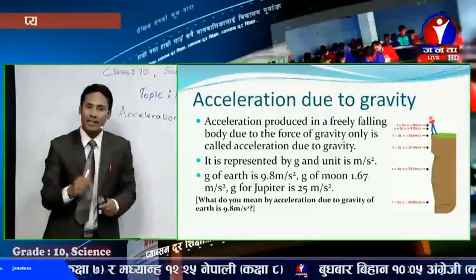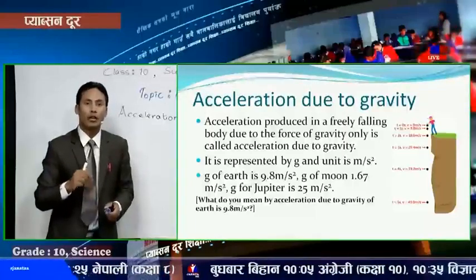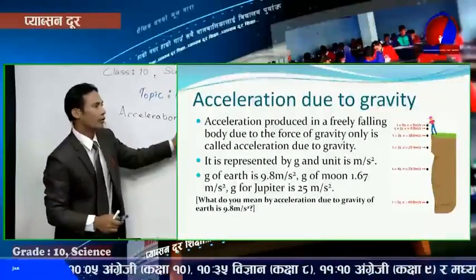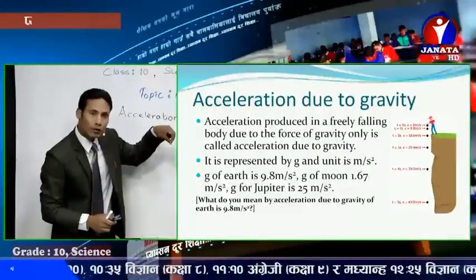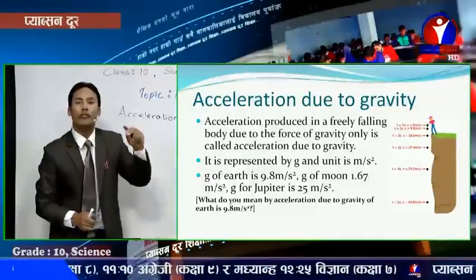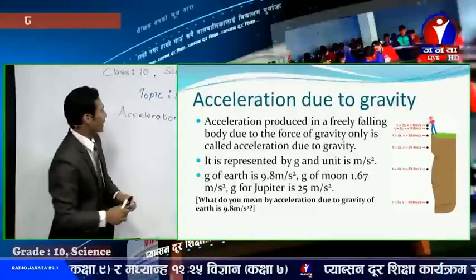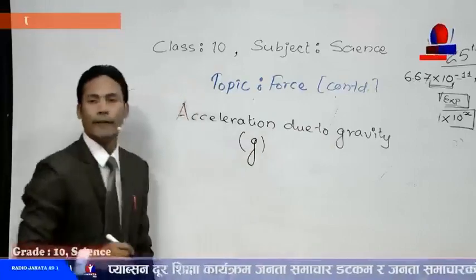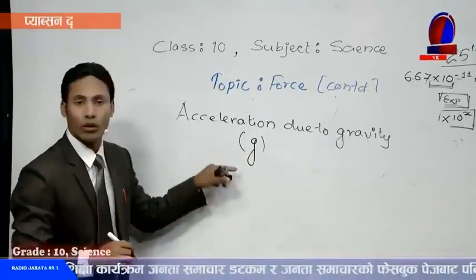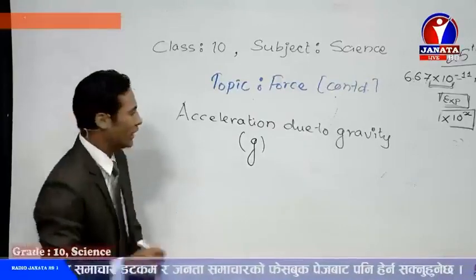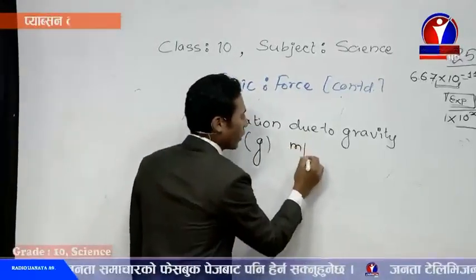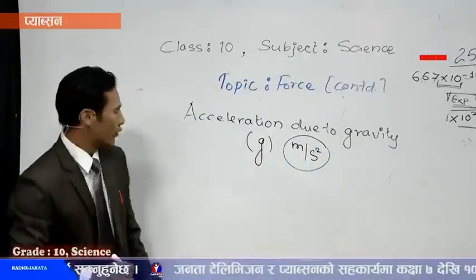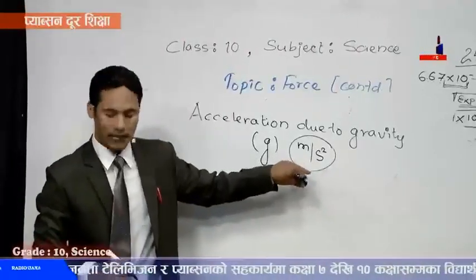That's why the acceleration produced in a freely falling object due to the force of gravity is called the acceleration due to gravity. This acceleration is produced especially on the freely falling object. Clear? The symbol for this acceleration due to gravity is small g, and the unit is meter per second square, as acceleration is velocity per unit time.